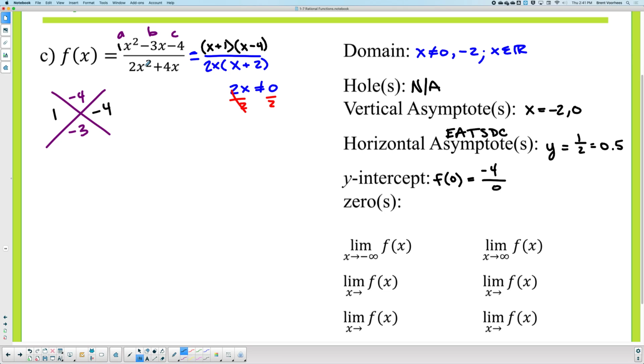Okay, what happens as we go to the right? As we go to the right, does this rise without bound? Does it fall without bound? Or does it start getting really flat with a horizontal asymptote? Flat with a horizontal asymptote. So it's approaching 1/2. Very good.